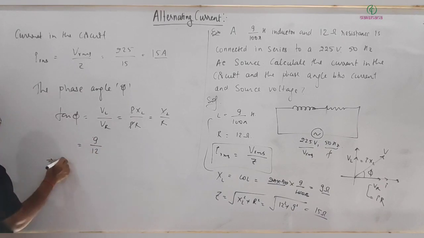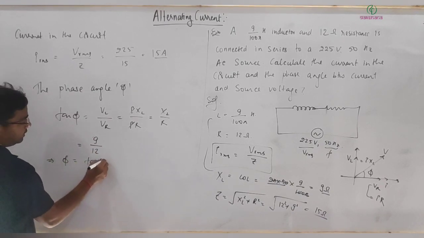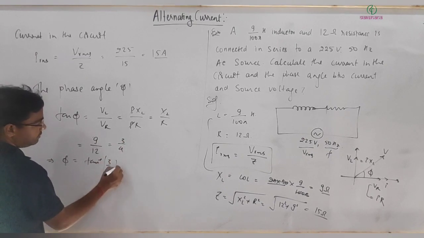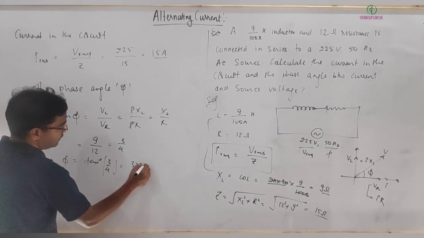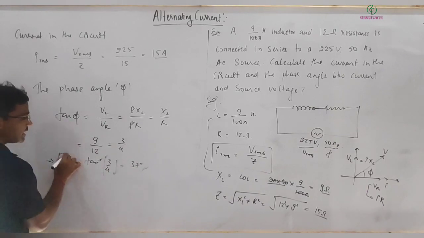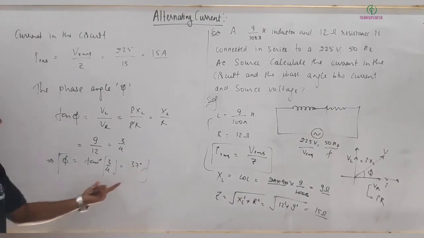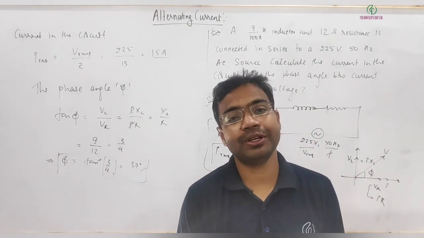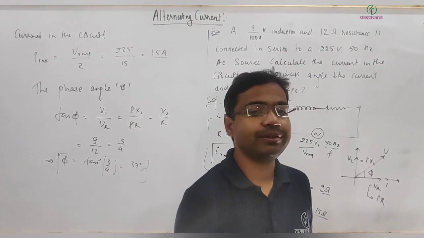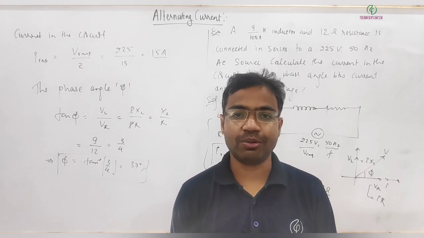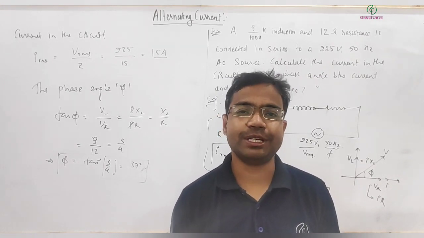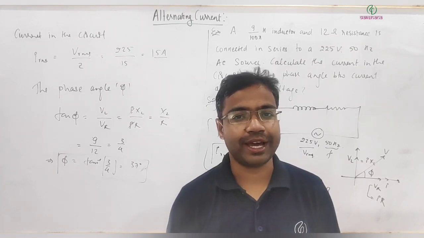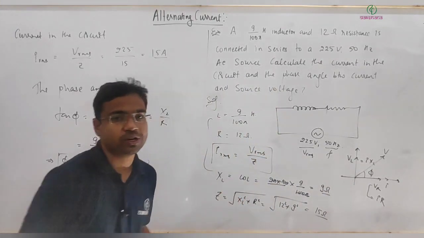So this implies phi is equal to tan inverse of, this will be how much, 3 by 4. So tan inverse of 3 by 4, that is 37 degree. So this is your phase angle. Clear? So this way, if you're remembering the things properly and not making a mistake, I don't think anybody should face any problem in calculating current, voltage, impedance, phase angle, or power consumed. Anything can be calculated very easily. Let's continue with the next topic here.